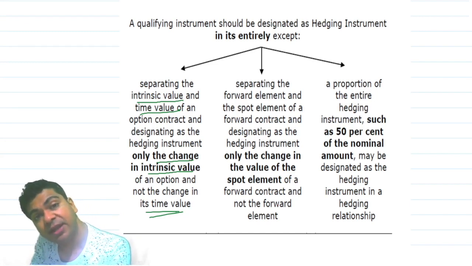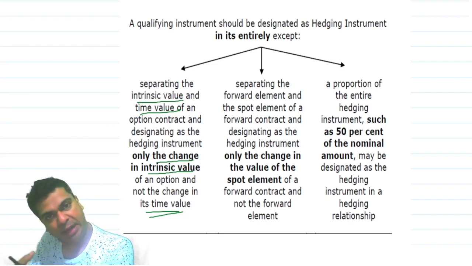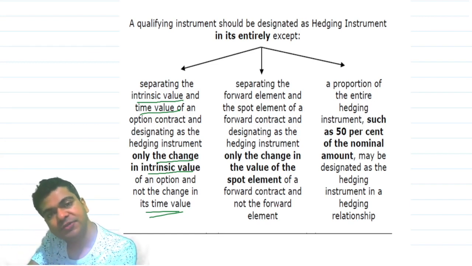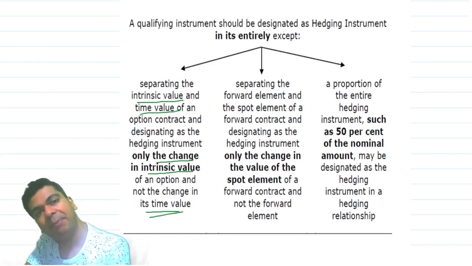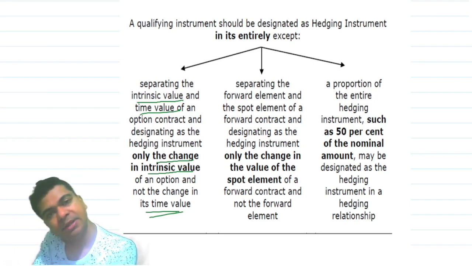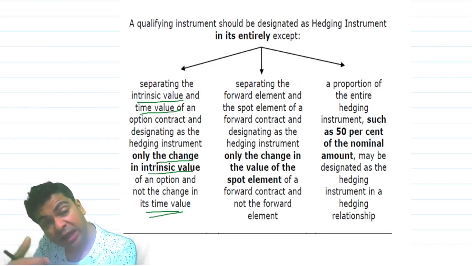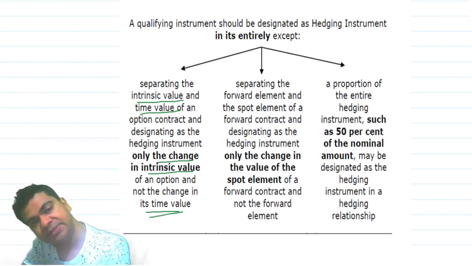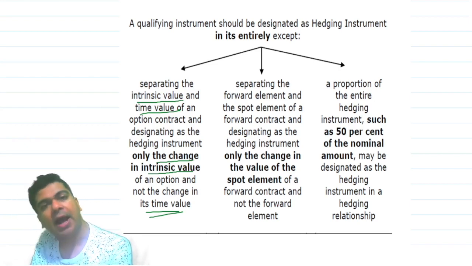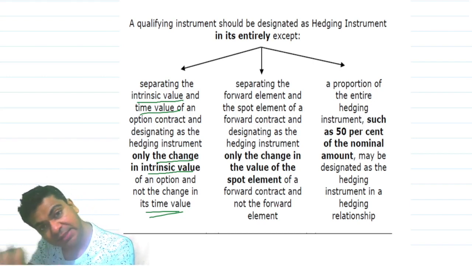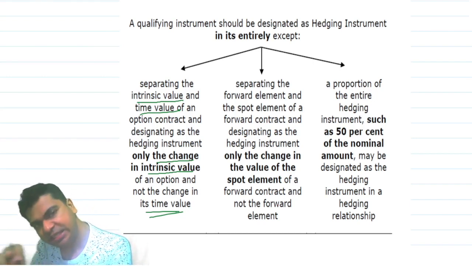Just as when we trade in shares, the share price is going up and down, similarly, in the options market, the options premium will go up and down. Depending upon the demand and supply factors, the options premium will be fluctuating. However, the fluctuation will be more for the intrinsic value. So I can designate only the intrinsic value, or we can say the changes in the intrinsic value, as the hedging instrument.